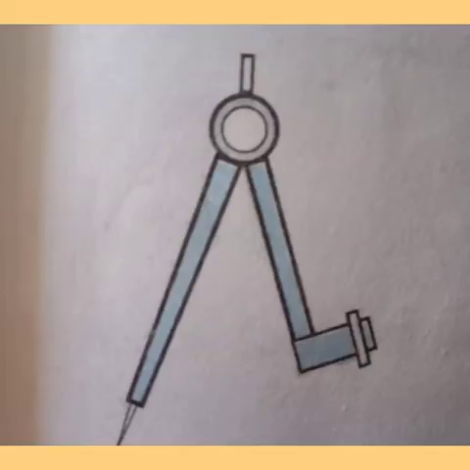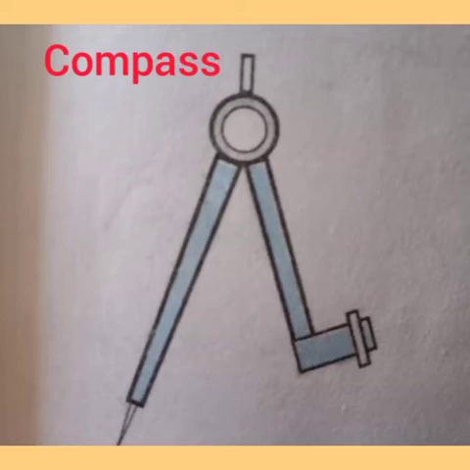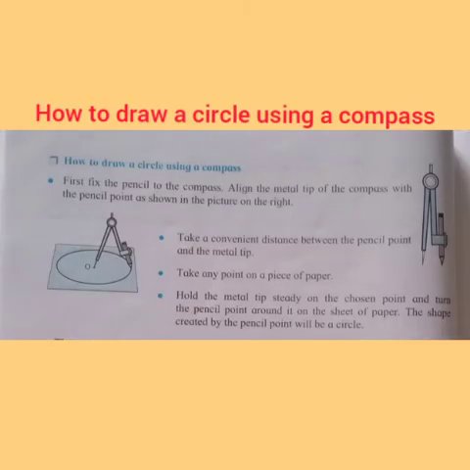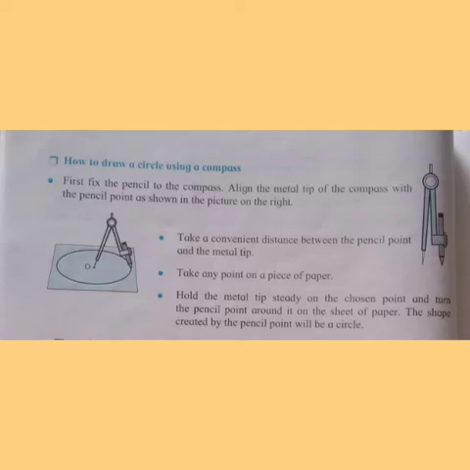Now observe this compass. We use a compass to draw a circle. One arm of the compass has a metal point, while the other arm has a place to fix a pencil. A pencil of suitable length is fixed to the compass. Let's learn how to draw a circle using a compass. First, fix the pencil to the compass. Align the metal tip of the compass with the pencil point as shown in the picture on the right.